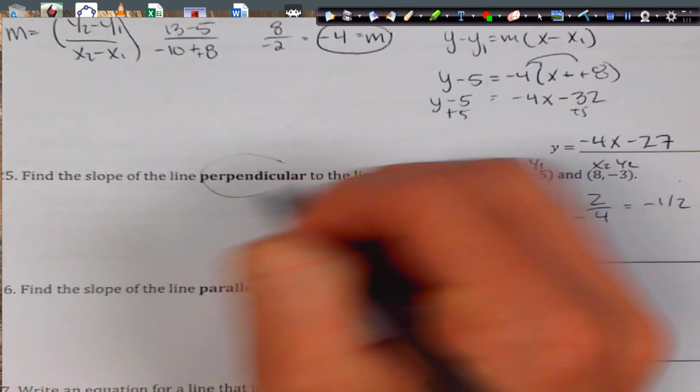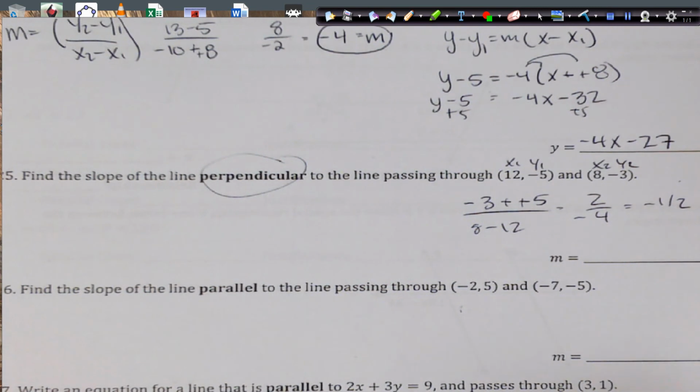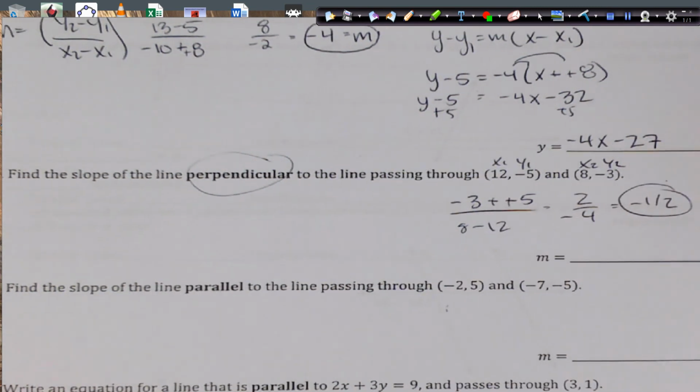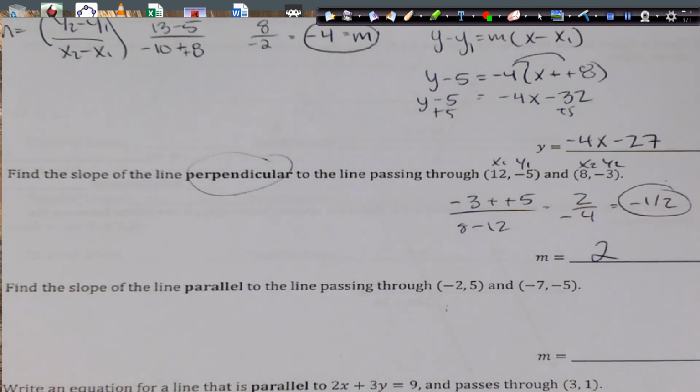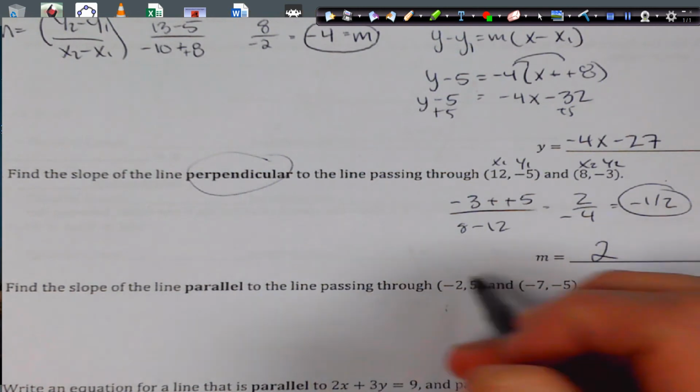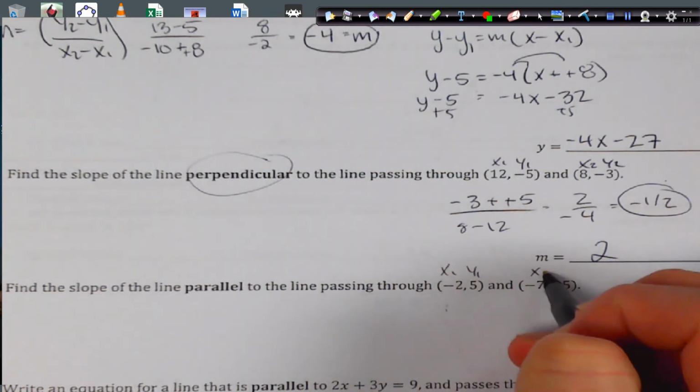So perpendicular is the opposite reciprocal slope to this guy. So negative 1/2, the opposite reciprocal of the slope would be 2. Okay. The slope of the line parallel would just be the exact same. So all I have to do is really find the slope of this, and I'm done.